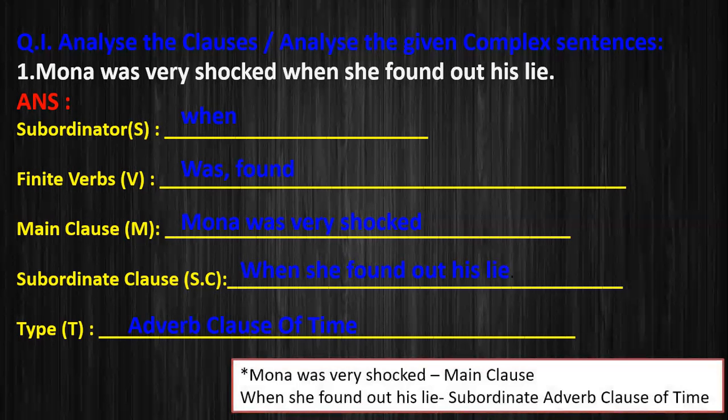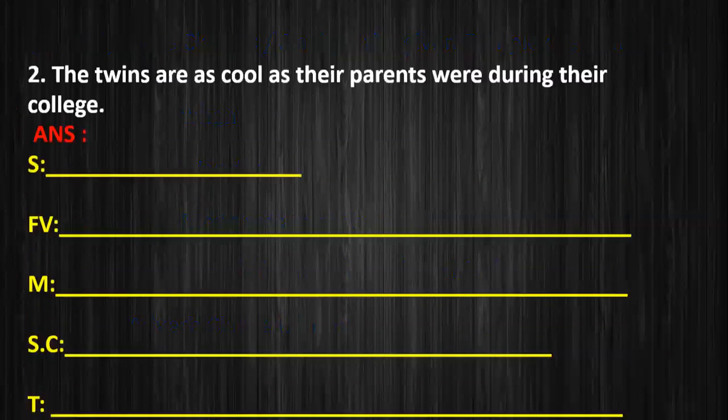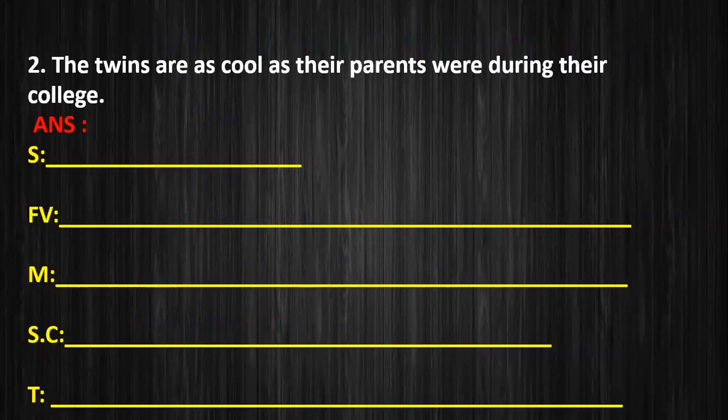Very well. Let's go with the second one. Here we go with the second question. The twins are as cool as their parents were during their college. I am going to be a good parent and a cool parent. You see? The twins are as cool as their parents were during their college. Let's find out the subordinating conjunction. Exactly. It's as and as. Comparison. Remember the positive degree.